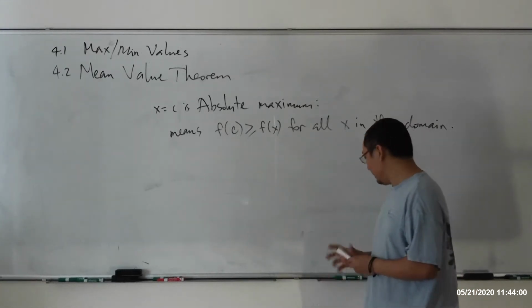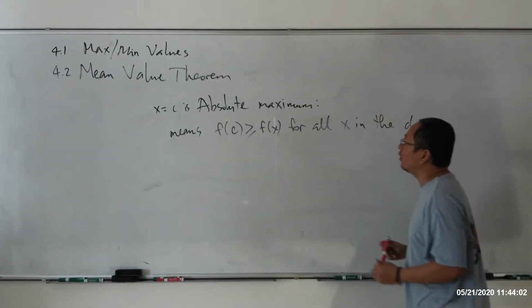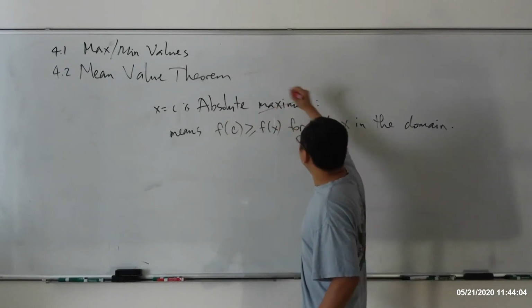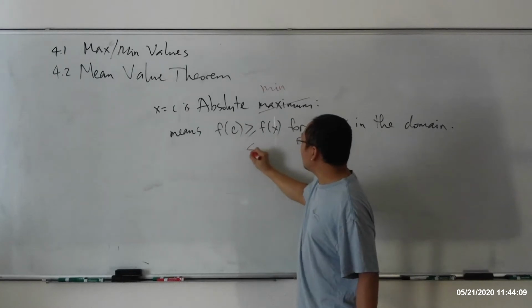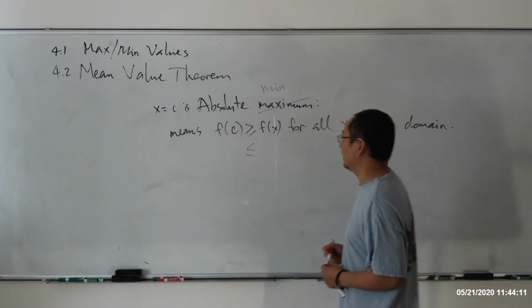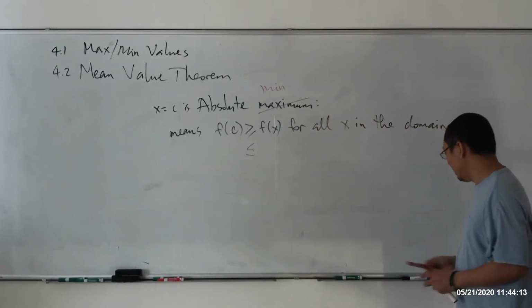And similarly, if you want to define the absolute minimum, all you have to change is the word max into the word min, and greater than or equal to becomes less than or equal to. It means the lowest point in the entire domain. You got the absolute minimum.